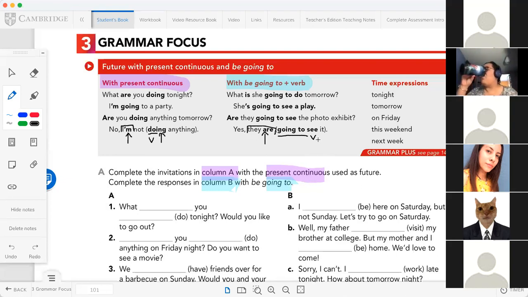¿Qué piensan? What do you think, babies? Babies, ¿qué les dice su corazón? Is there a difference in the use of the present continuous and the be going to? Yes or no? Babies.